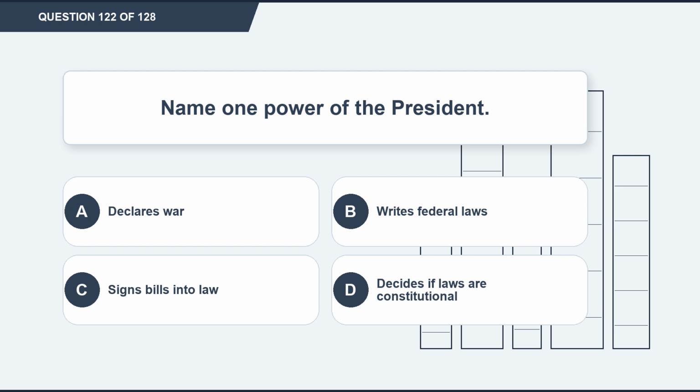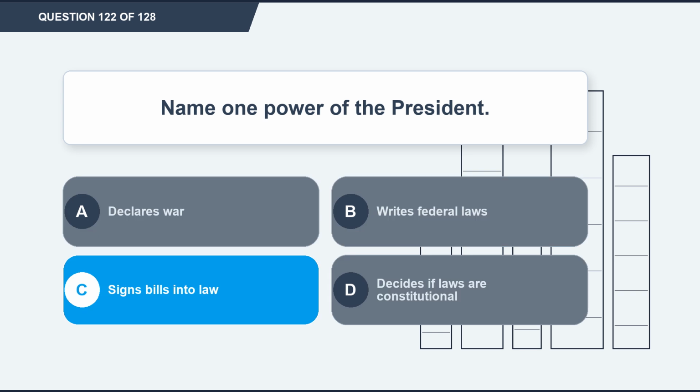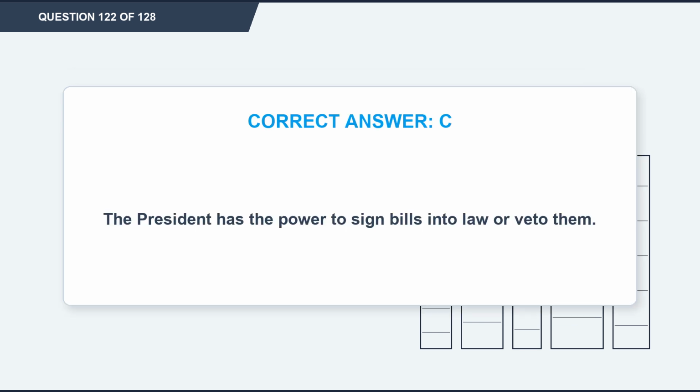Question 122. Name one power of the president. Option A, declares war. Option B, writes federal laws. Option C, signs bills into law. Option D, decides if laws are constitutional. The correct answer is option C, signs bills into law. Explanation. The president has the power to sign bills into law or veto them.